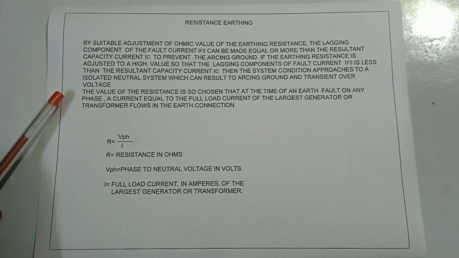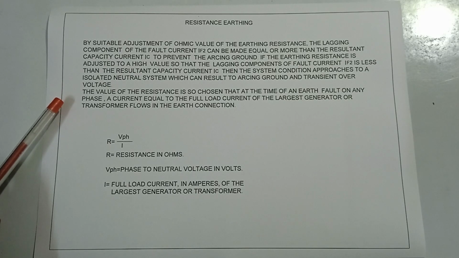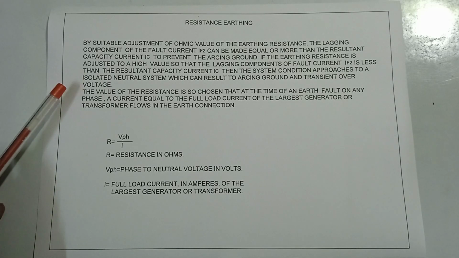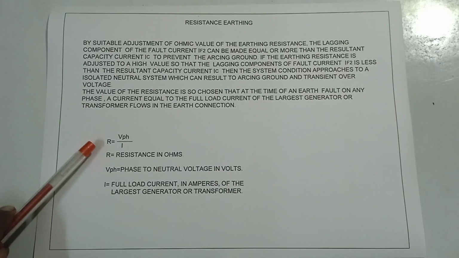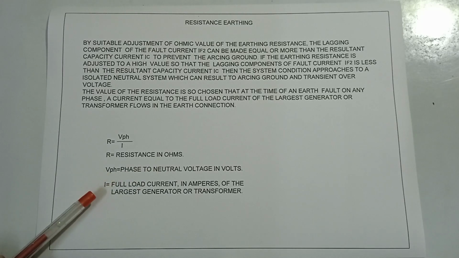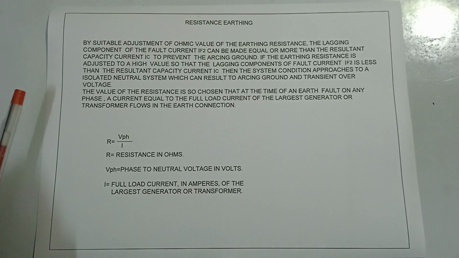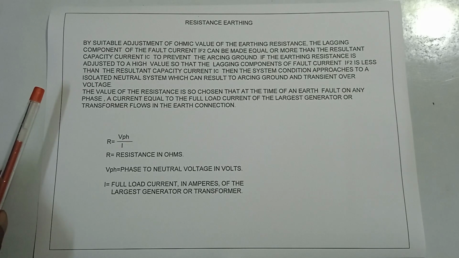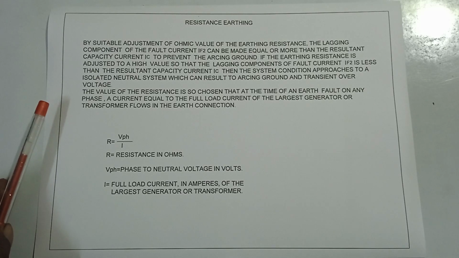The value of the resistance is so chosen that at the time of an earth fault on any phase, a current equal to the full load current of the largest generator or transformer flows in the earth connection. Here R is equal to V phase divided by I. V phase is the phase to neutral voltage in volts, R is the resistance in ohms, and I is the full load current in amperes of the largest generator or transformer.